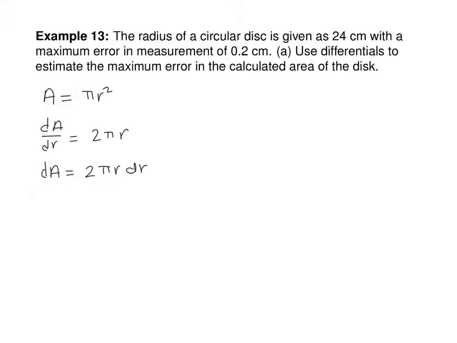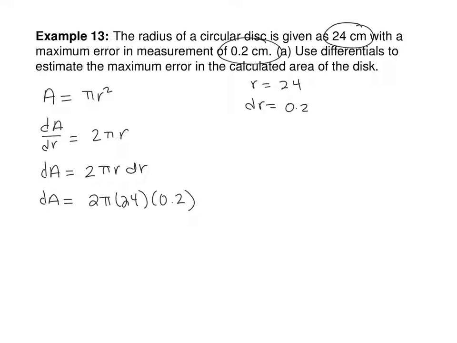Okay. So you measured the radius as 24 centimeters, so you found r is 24. The error in your measurement was 0.2. So what does that correspond to here? dr, yep. So dA would be an estimate of the change in the area if you're off by that much. So that'll be 2 pi times 24 times 0.2. So what's that going to be?